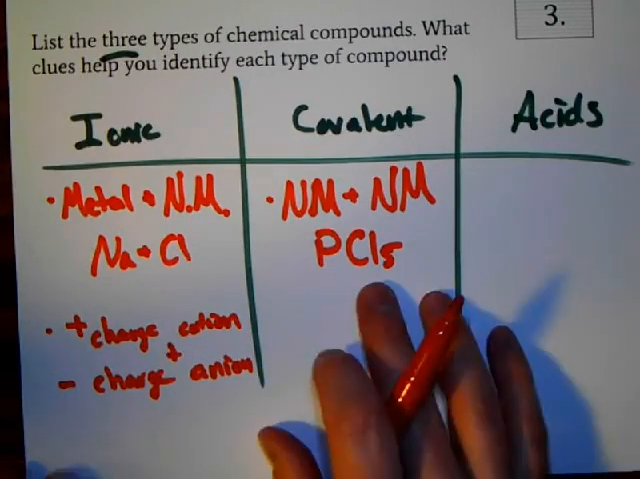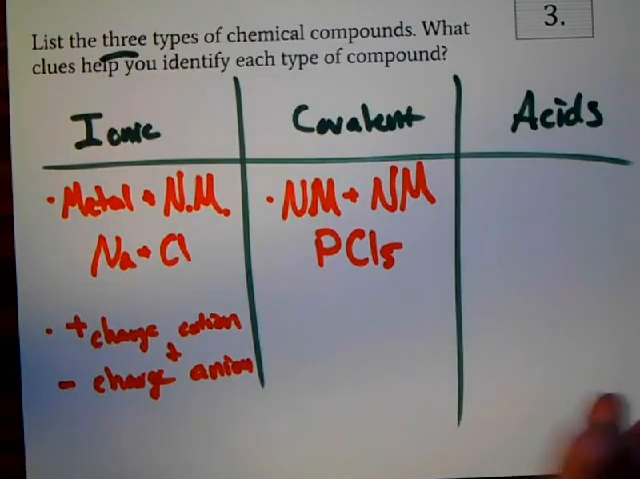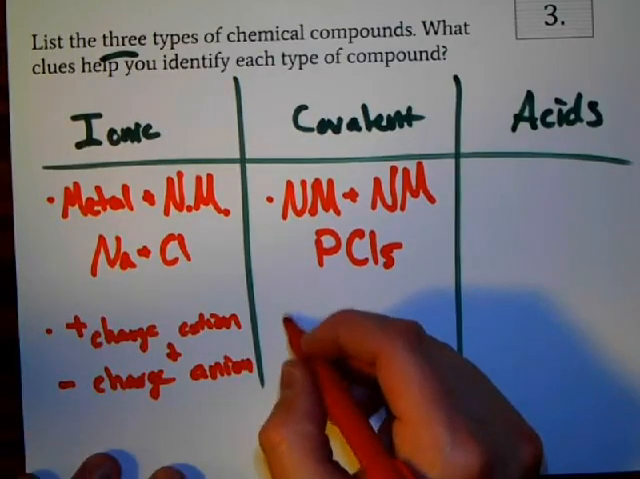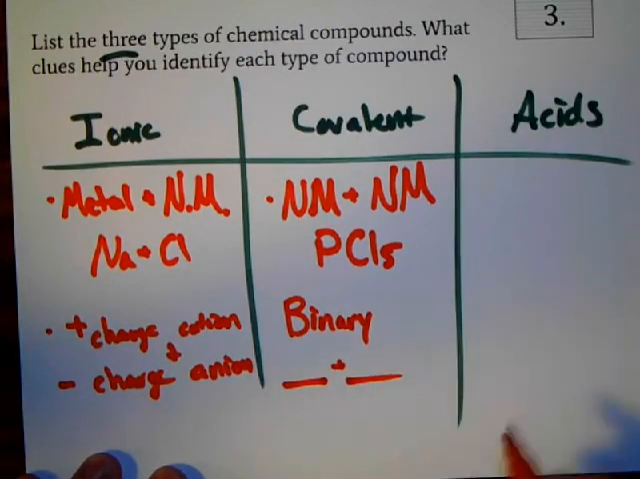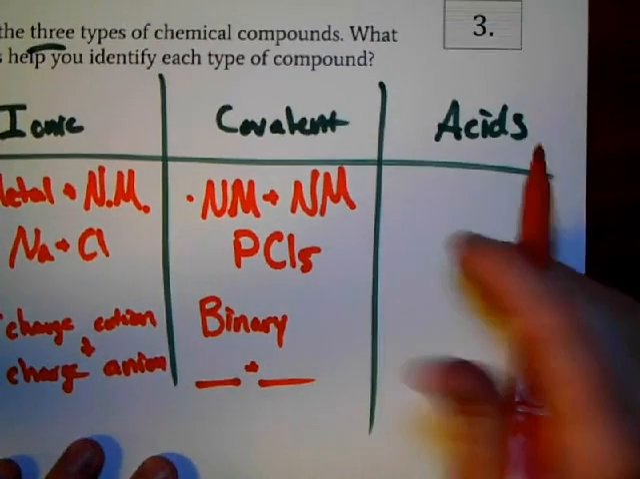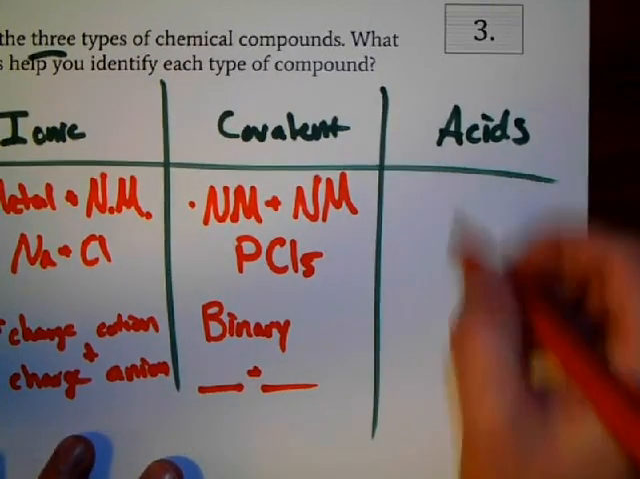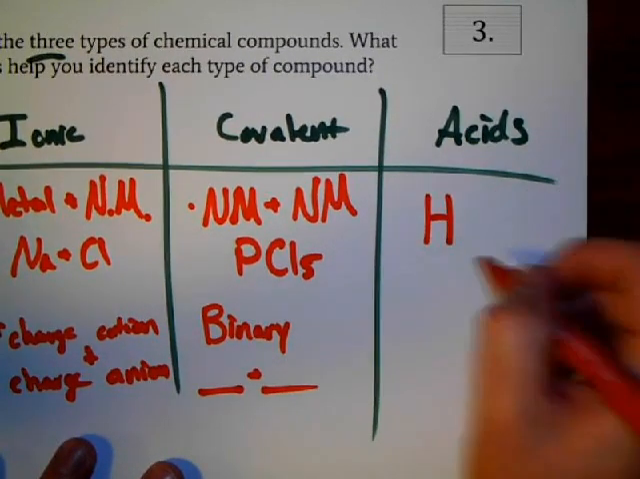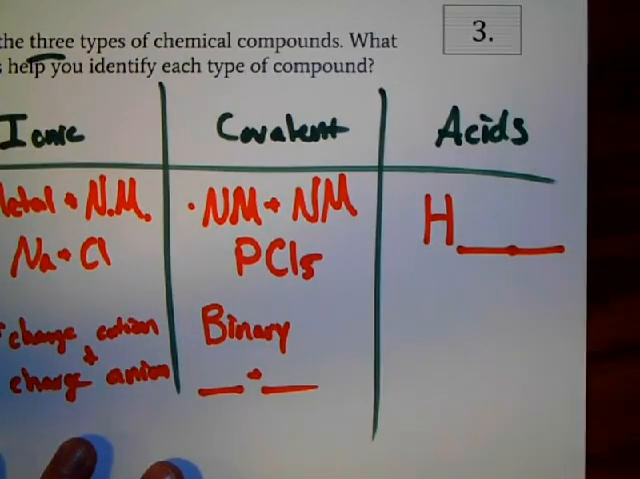Added together. Covalents are all going to be sharing their electrons, so we can determine that in those different ways, but it's always going to be binary, or what that means is it's always going to be one nonmetal plus one nonmetal. Now, acids might seem a little intimidating because we haven't seen them yet, but it's very simple. Acids are anything that begin with hydrogen. So if I have a formula and it starts with hydrogen, it's going to be an acid.